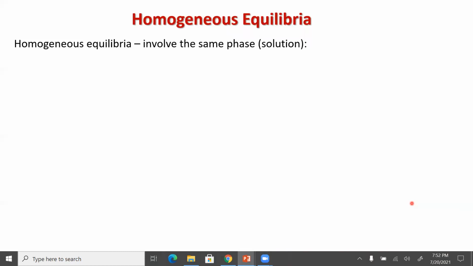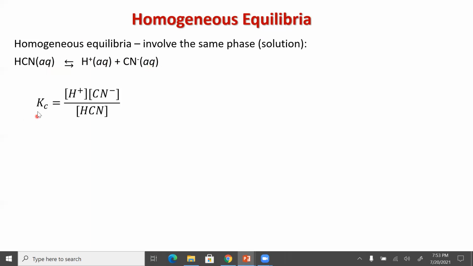When we talk about homogeneous equilibria, and equilibria is just the plural of equilibrium, homo means the same, so all the things in that equilibrium are in the same state. As an example, if we have aqueous HCN at equilibrium with hydrogen ions in solution and cyanide ions in solution, this is a homogeneous equilibrium. They're all aqueous.